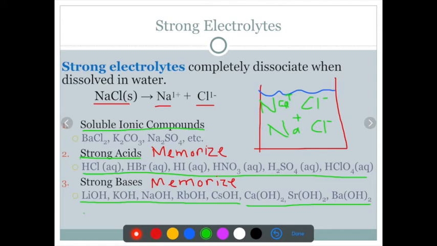So just to give you an example here, let's do Ca(OH)2. When I put that into water, it's going to produce calcium ions, and we have a 2, so I'm going to put that out here, hydroxide ions. So it does the same thing. It just breaks up into its ions.